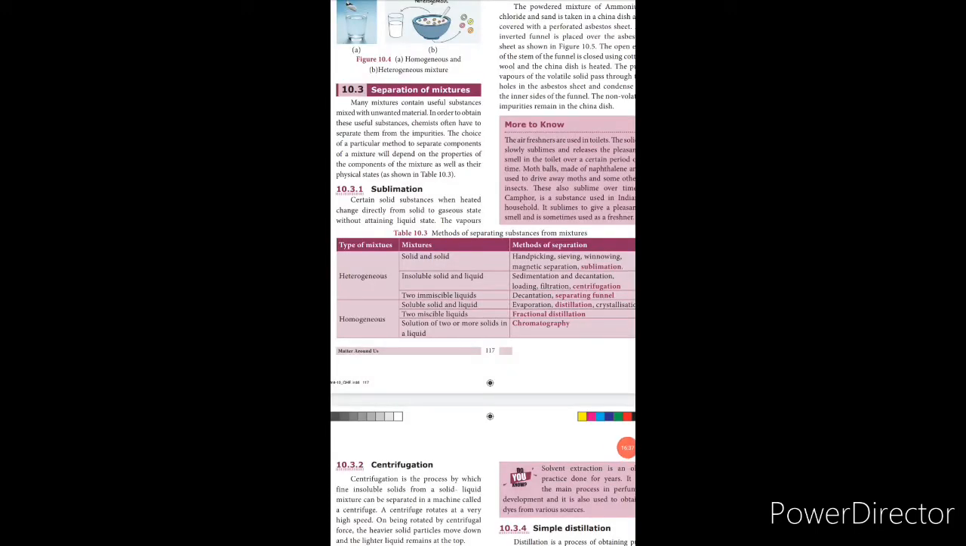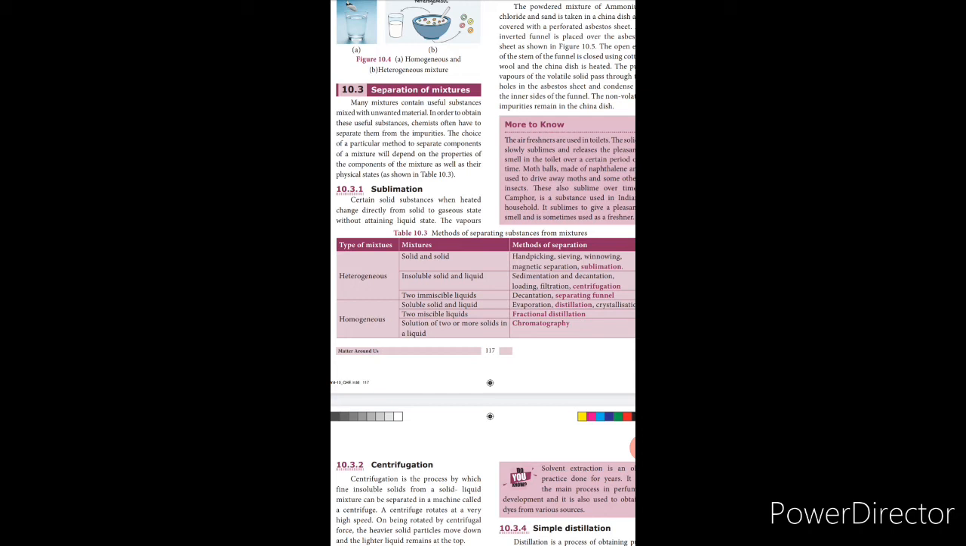Now we have seen all the methods of separation of mixtures, isn't it? Look into the table 10.3, children. Here the types of mixtures and the methods of separation of those mixtures are given in the table. In types of mixtures we have 2, that is heterogeneous mixtures and homogeneous mixtures. In a heterogeneous mixture, if the mixture is solid and solid, it can be separated using methods like hand picking, sieving, magnetic separation, sublimation, etc.